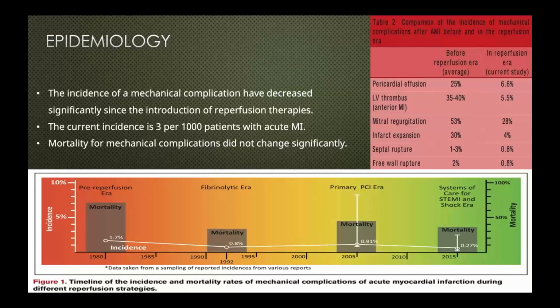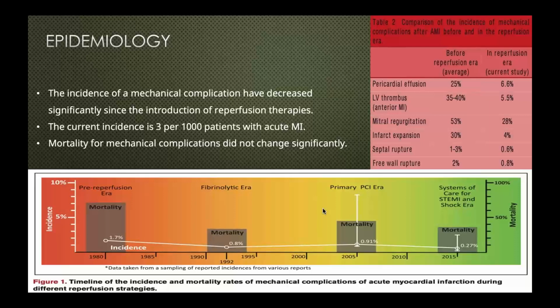So in here you can see the epidemiology and incidence of mechanical complications of MI. And if you look in the graph down here, the main categories or areas of the mechanical complication can be categorized into the pre-reperfusion era and the post-reperfusion era. So with the introduction of fibrinolytic therapy, the incidence has decreased dramatically. And it might have increased slightly in the primary PCI era, probably because of improved recognition and diagnosis of these conditions. But it has decreased again significantly since the introduction of systemic changes in care for STEMI patients and introduction of algorithms. So the current incidence is estimated to be around 3 in every 1,000 acute MI patients.